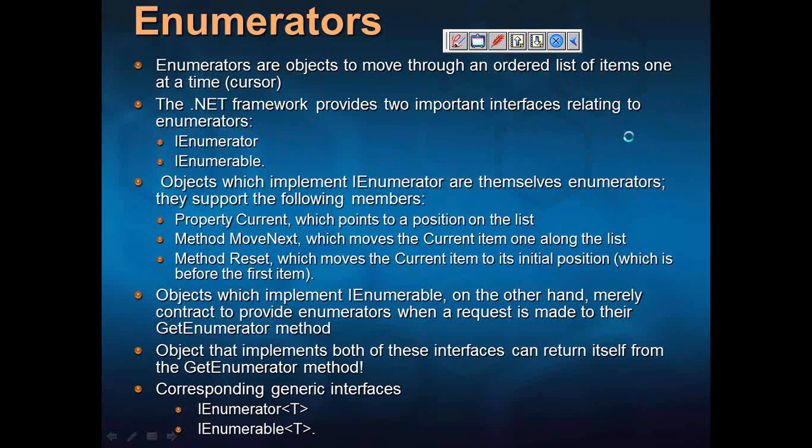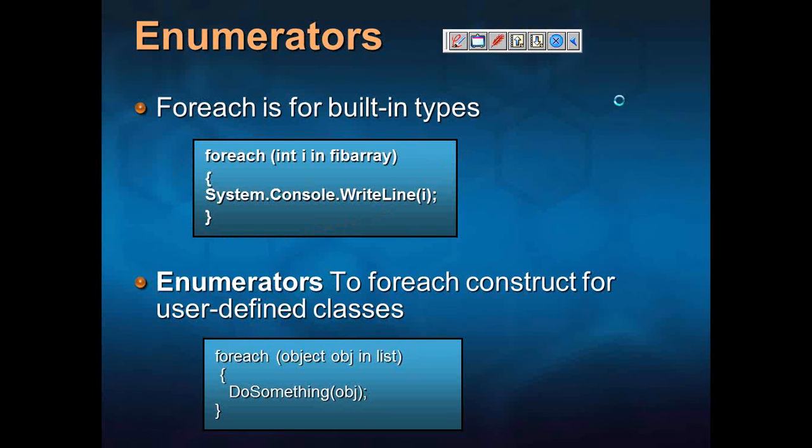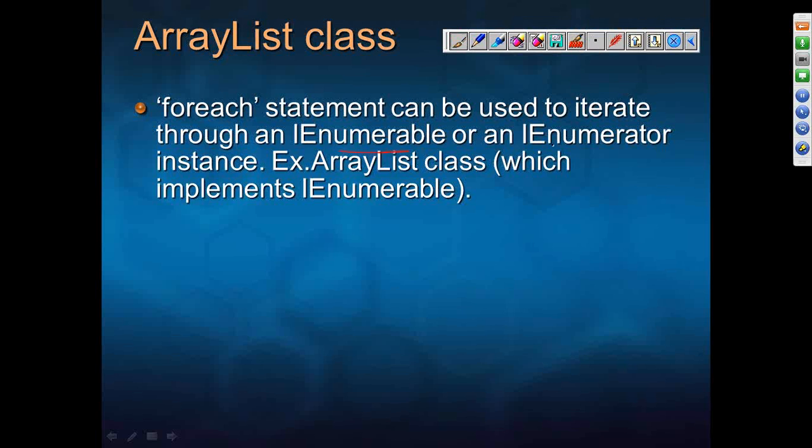Now this is the usage. Foreach is for built-in types. For a built-in collection, we can use a foreach loop, and enumerators we have to write so that we can use foreach for our own user-defined collection. A foreach statement can be used to iterate through an IEnumerable or an IEnumerator instance. So if a class is implementing these interfaces, then on that class you can make use of a foreach loop. We are able to use foreach on ArrayList because underneath it is implementing IEnumerable and IEnumerator.